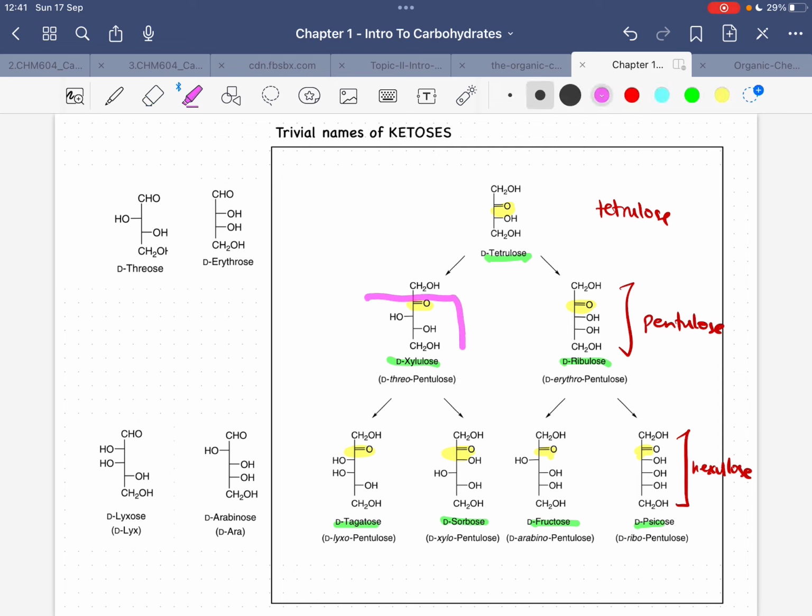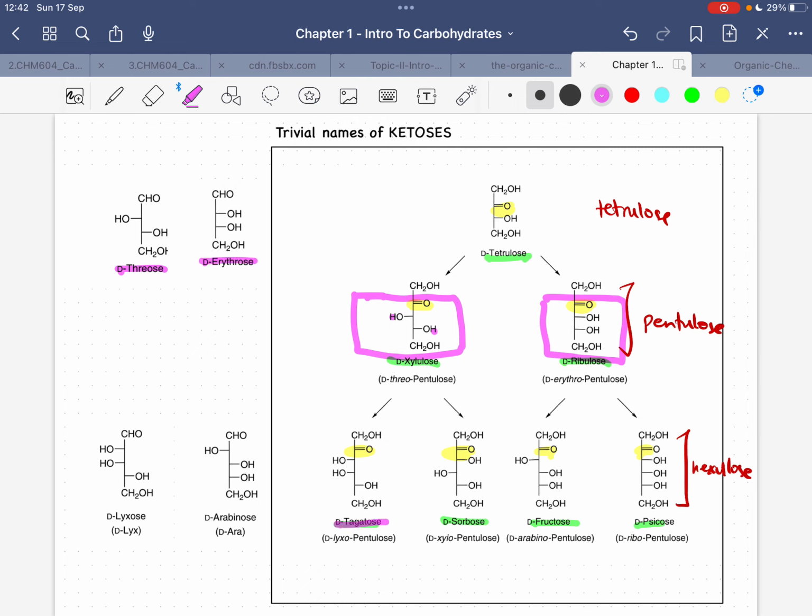It's because this one is somewhat similar to threose. Right? It has CH2OH, the OH is on the right, the OH is on the left, and then there is a carbonyl functionality. It's just that it's a ketone here. So that's why it's called D-threopentulose. Okay? The same thing with this. It's called D-erythropentulose because it is similar in terms of structure to D-erythrose.